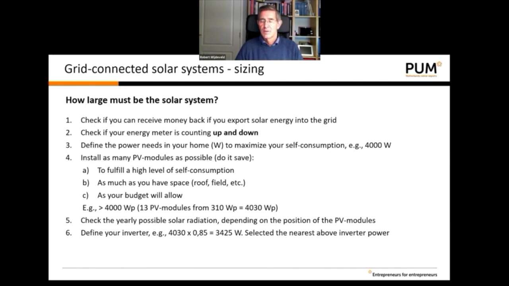Like in the previous slide in the beginning, I showed 4,000 watt. Install as many PV modules as possible and do it safe, to fulfill the high level of self-consumption, or as much as you have space on your roof or in the field, or as much as your budget will allow. So for example, for a 4 kilowatt peak system, you have about 13 PV modules of 310 watt peak, which gives 4,030 watt.